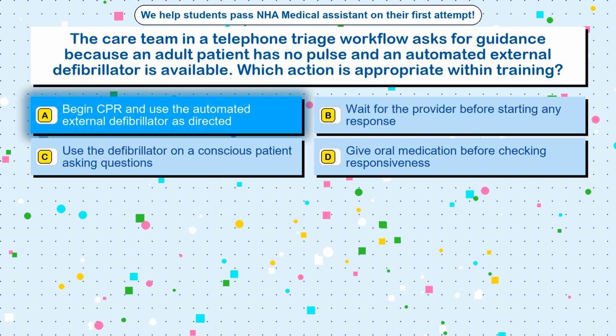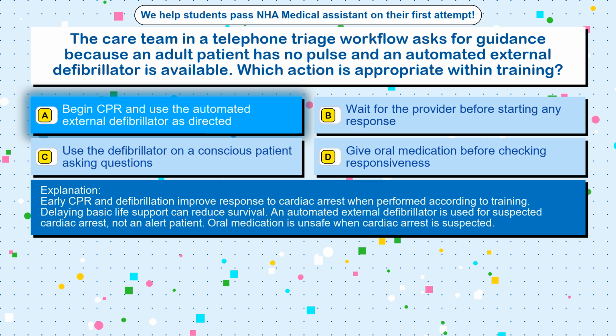The correct answer is option A. Begin CPR and use the automated external defibrillator as directed. Early CPR and defibrillation improve response to cardiac arrest when performed according to training. Delaying basic life support can reduce survival. An automated external defibrillator is used for suspected cardiac arrest, not an alert patient. Oral medication is unsafe when cardiac arrest is suspected.